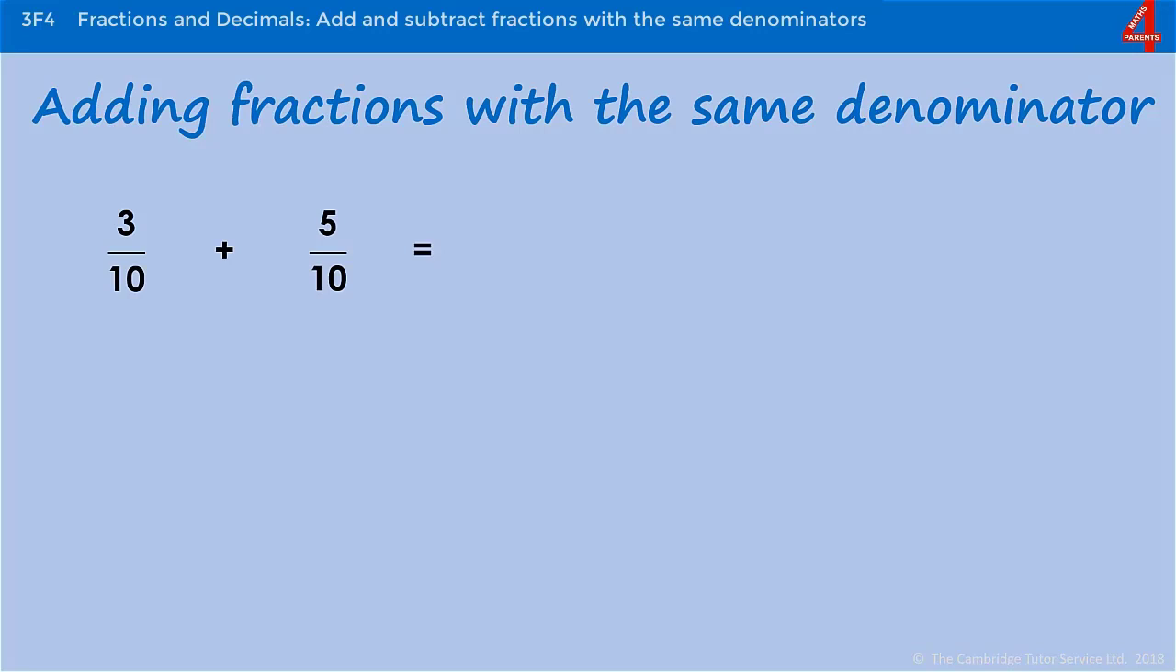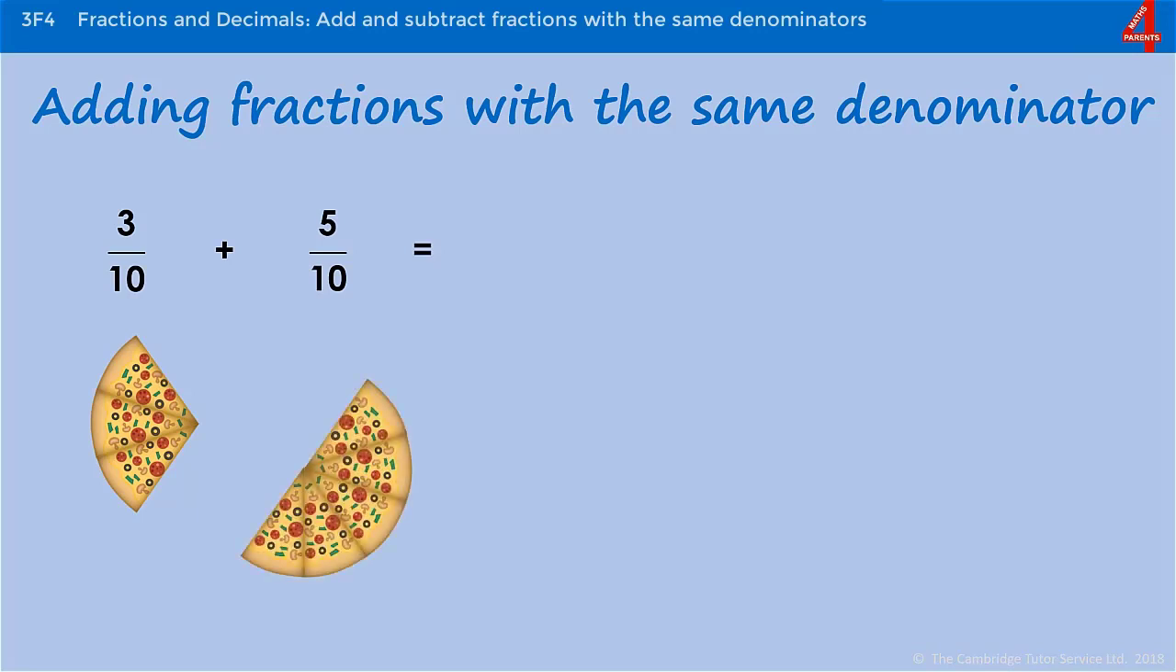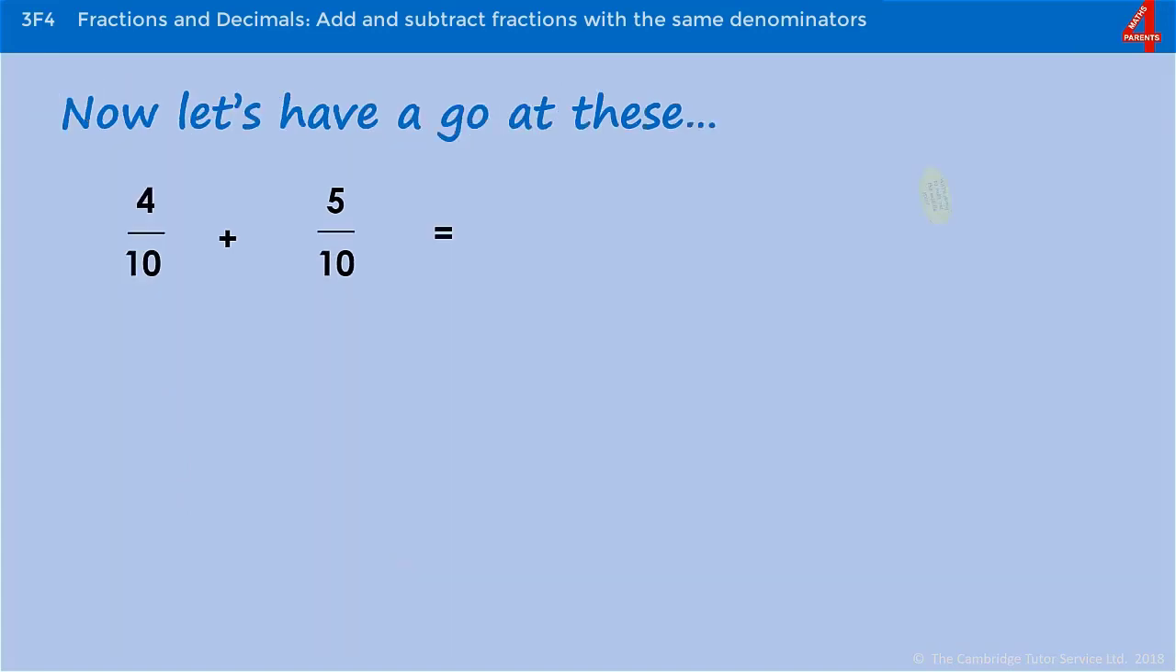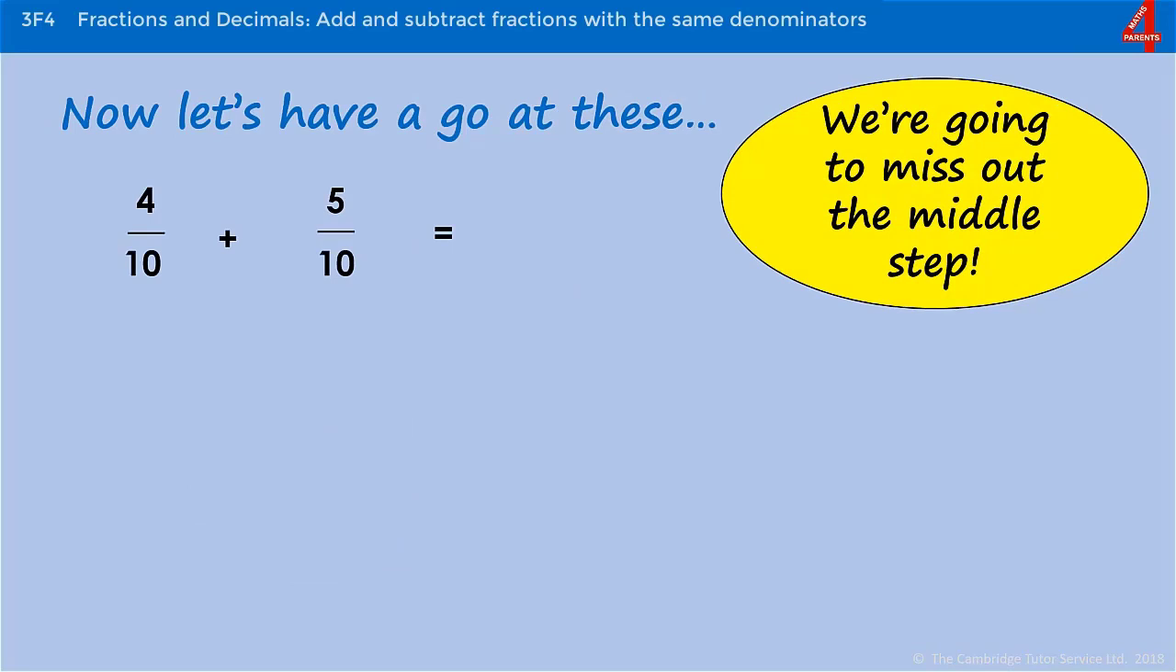3/10 add 5/10. Here we have 3/10 of a pizza, and here we have 5/10 of a pizza. How many tenths are there altogether? We add those 3/10 to the 5/10. There are 8/10 of the pizza. We're going to have a go at this one. This time we're going to leave out the middle step, and remember that we don't add those denominators together.